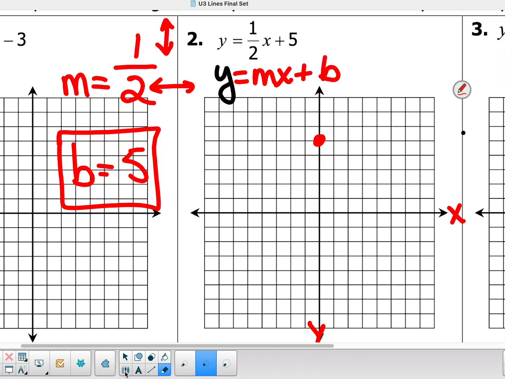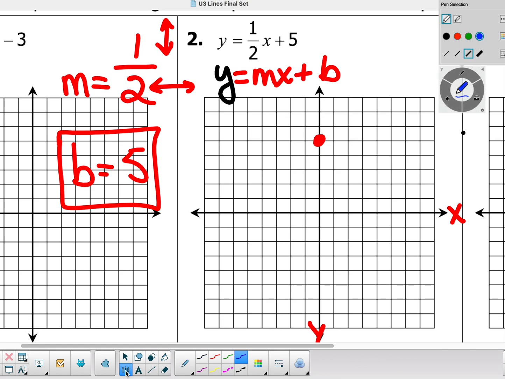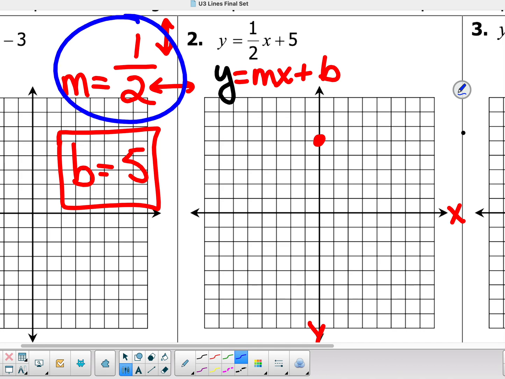The next point that I plot determines the direction of the line. So I'm going to leave the starting point, or the y-intercept, in red, and I'm going to switch to blue to plot more points on this line. The way that I determine how to plot the next point is determined by the slope. So I'm going to look at the slope, +1 over +2.